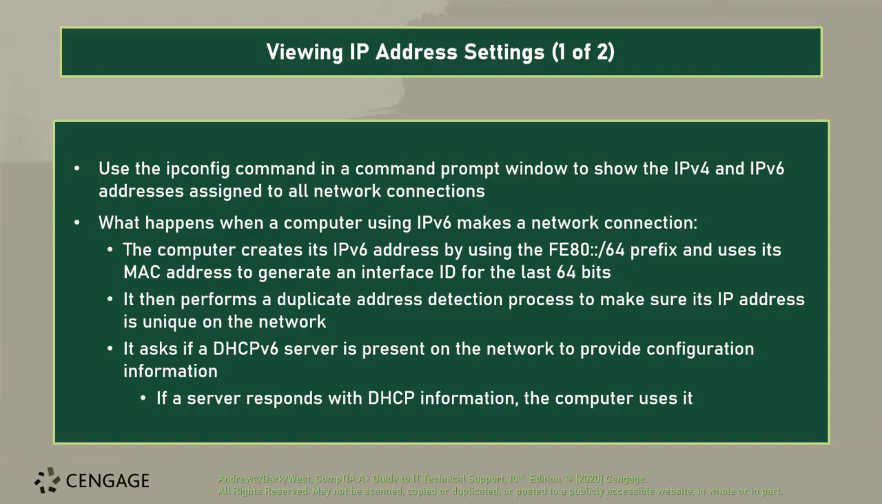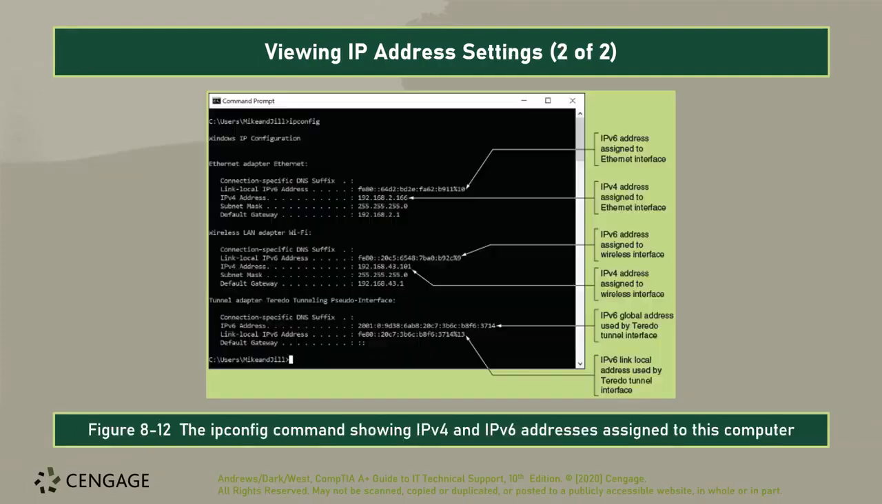It's then going to perform a duplicate address detection process to make sure its IP address is unique on the network. It will check with a DHCPv6 server to see if it's present on the network to provide configuration information, and if such a server responds, then the computer will use it. Here we can see that information being applied in the IPv6 interface towards the bottom. We can see that we have both a link local and standard IPv6 address in the tunnel adapter from Teredo.